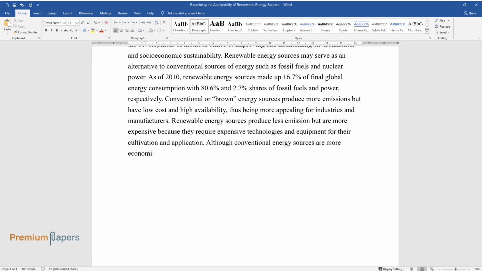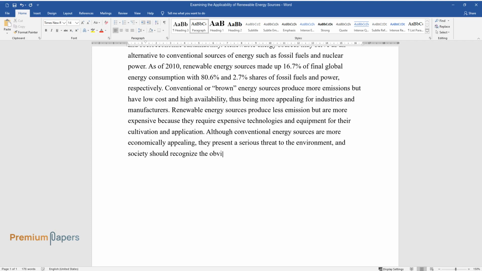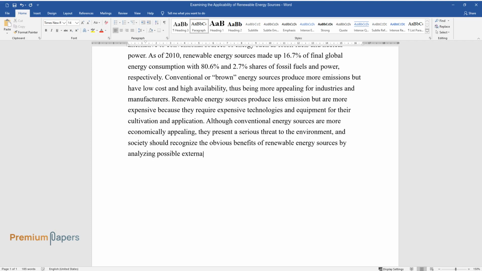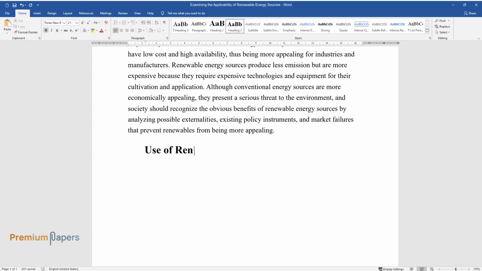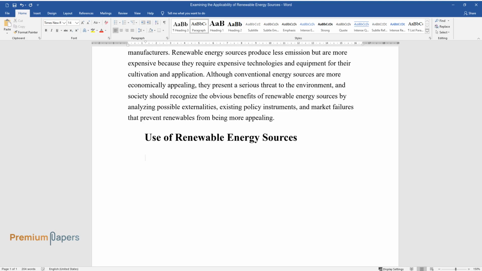Although conventional energy sources are more economically appealing, they present a serious threat to the environment, and society should recognize the obvious benefits of renewable energy sources by analyzing possible externalities, existing policy instruments, and market failures that prevent renewables from being more appealing.